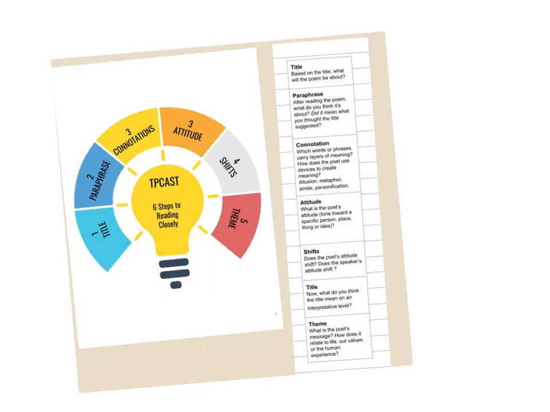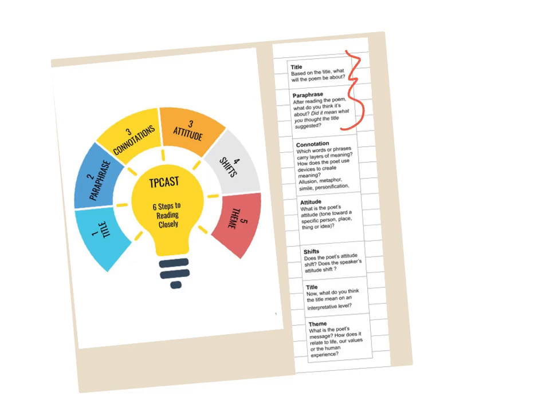You're going to be using a TPCast kind of poetry booklet at the start of this unit and even as we get into The Great Gatsby later. This booklet will just help you keep everything in one place. So let's think about the TPCast graphic organizer in relation to these repeated readings.